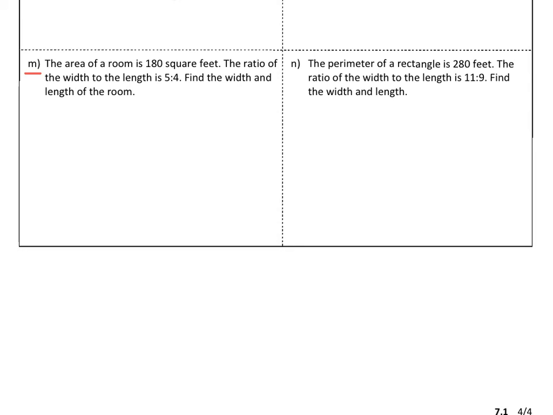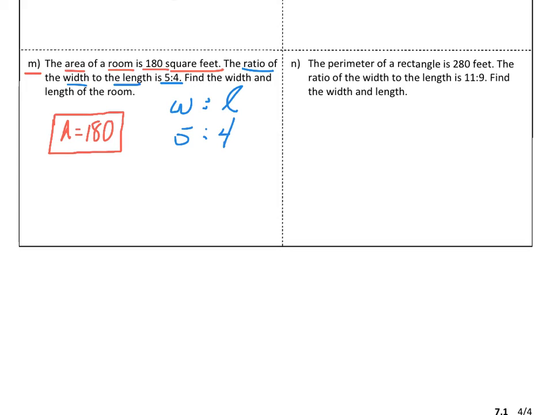Now for M, I'm dealing with the area of a room. So let's say this is my room, and I know the area is 180 square feet. Next thing they tell me is the ratio of the width to the length is 5 to 4. So I'm going to write that down here, width to length, because that order is important, is 5 to 4.